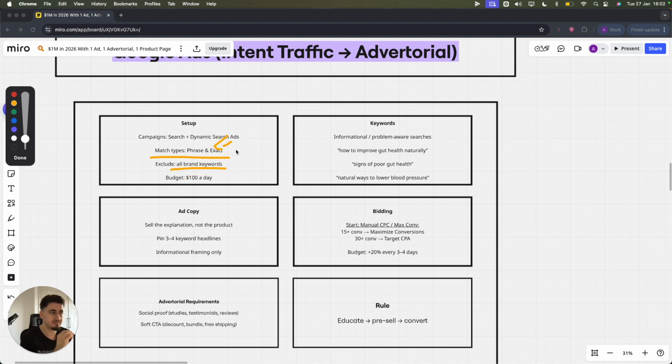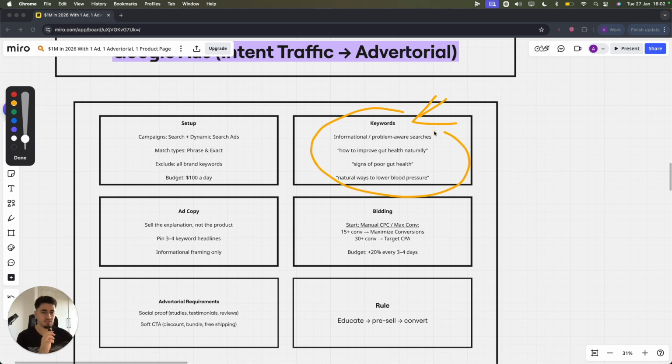In terms of match types, if you're just testing, stick to exact and phrase match. When you're scaling, I do recommend keeping it either phrase match or broad match, right? You can test 2 different ad groups, 1 each. And then budget, again, it just depends, but I recommend $100 a day. So this is very, very important, right?